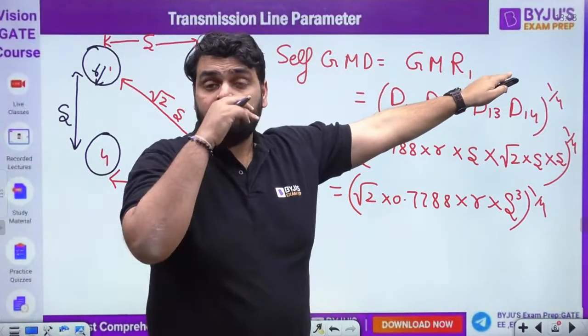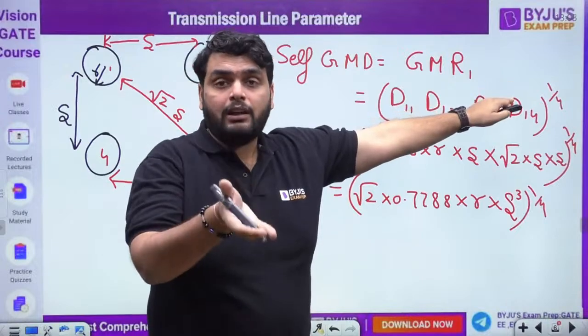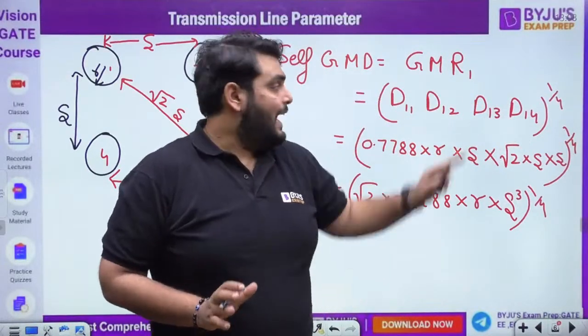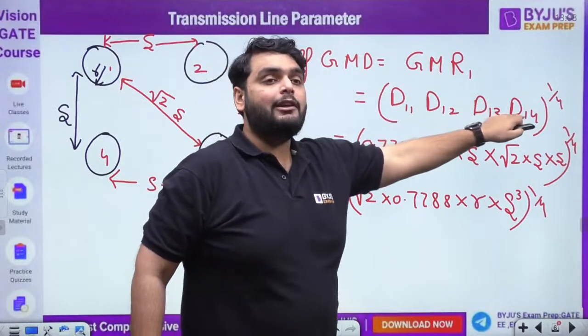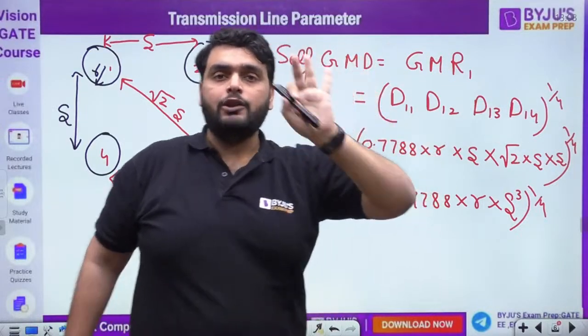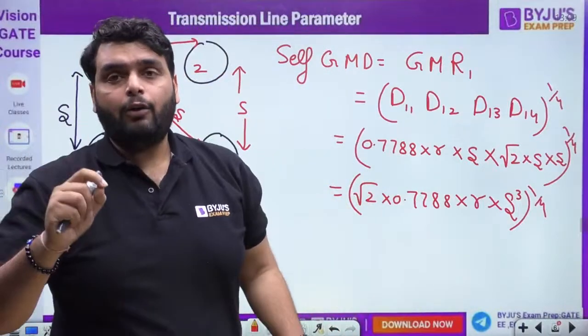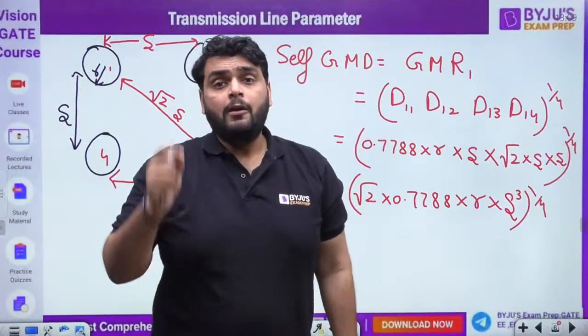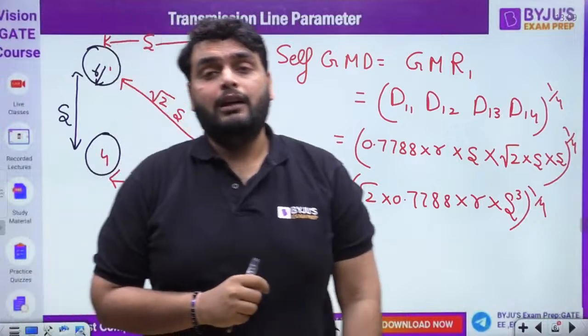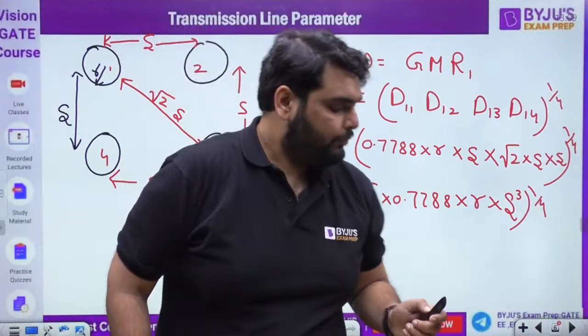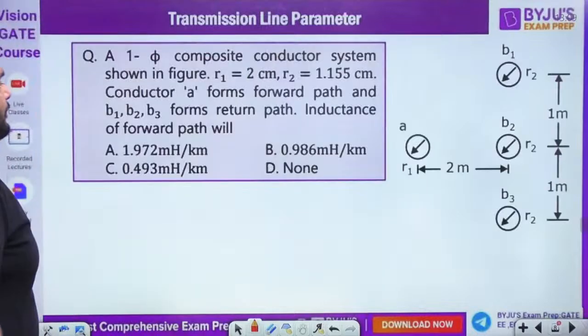And what is the GMR? GMR is the distance of the particular conductor from itself and the other conductors, and their multiplication, raised to power equal to 1 by the number of terms, here 1 by 4. Okay, you know now how to find out the geometric mean? Good afternoon, Sonia. It's very important, children. One question you can definitely expect from here, either a 1 mark or a 2 mark question. Okay. Now let's do another one.